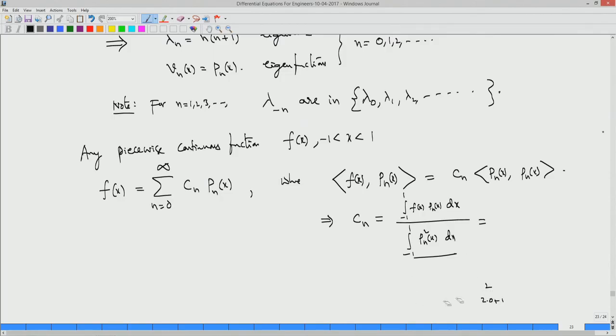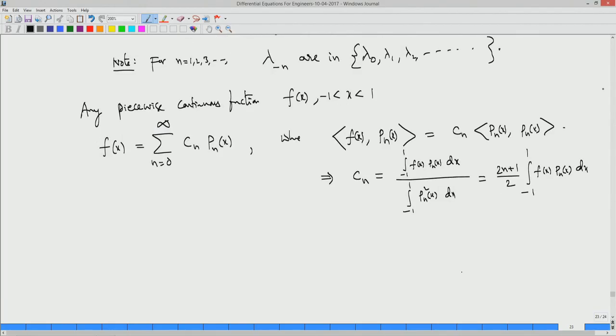So, which you know. So, this is equal to (2n plus 1) divided by 2 times integral from minus 1 to 1 of f(x) times Pn(x) dx. This is my Cn. So, I have a Fourier series, this is called Legendre Fourier series, and these are, you can say, Legendre Fourier transform.